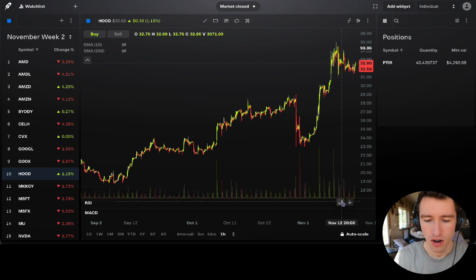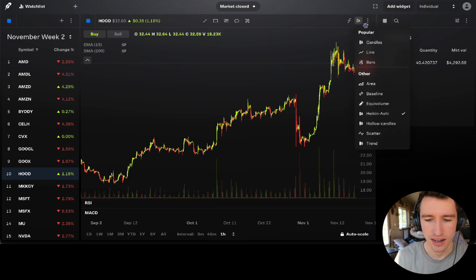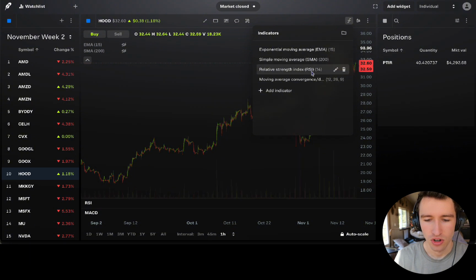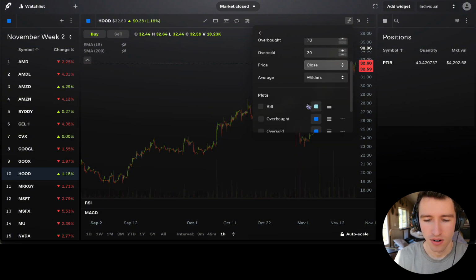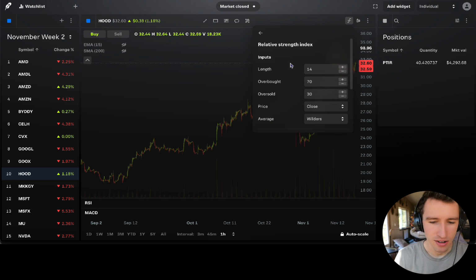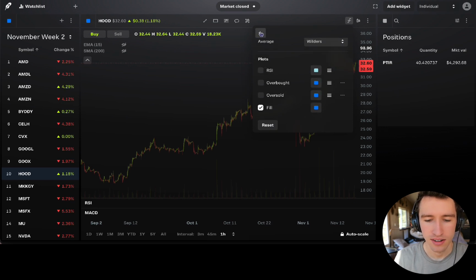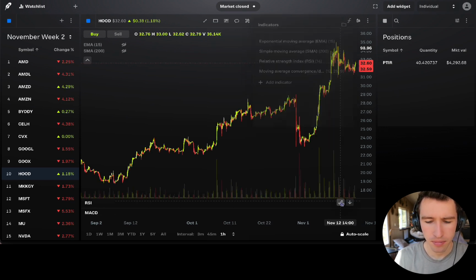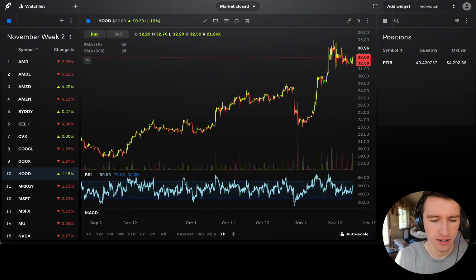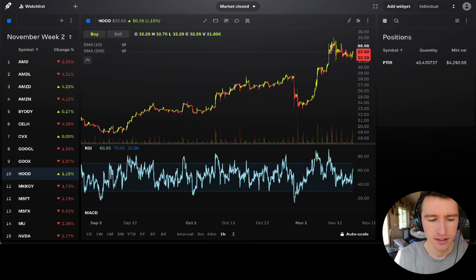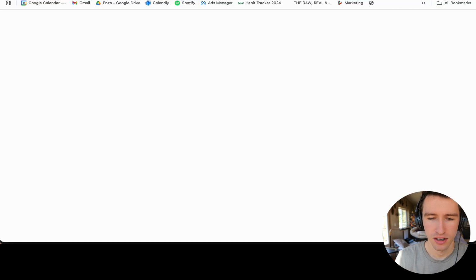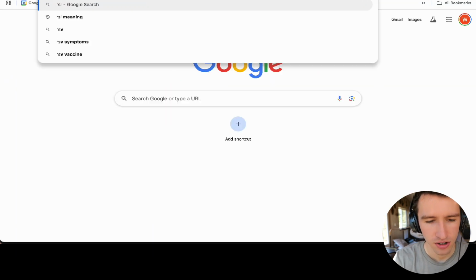If I want to open it, I'm just going to go over here to indicators and search RSI and I will open it. Here are my settings. If you'd like to know exactly what settings to have on your RSI, you could screenshot right here. You can also edit the color and things like that. This is our RSI indicator, and I can make it even a little bit bigger so you can really see.